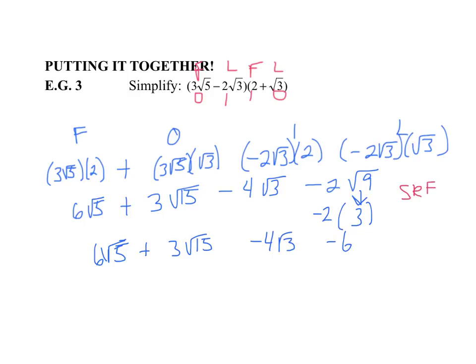And then at this point you recognize which ones are alike that can be added together. Square root of 5 does not have a match. Square root of 15 does not have a match. Square root of 3 does not have a match. So there are no like terms to add and subtract. That means we're done.